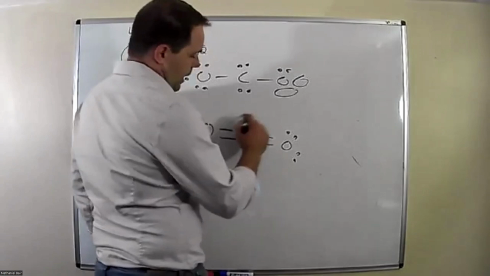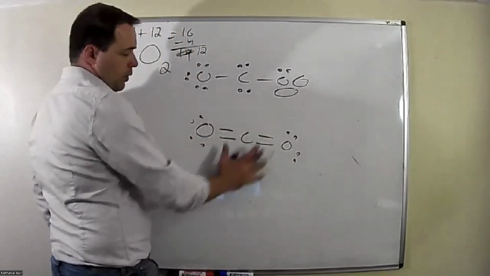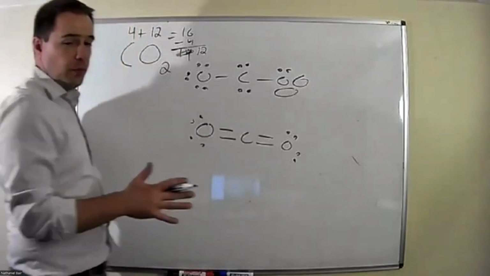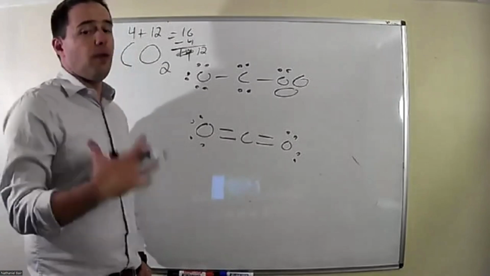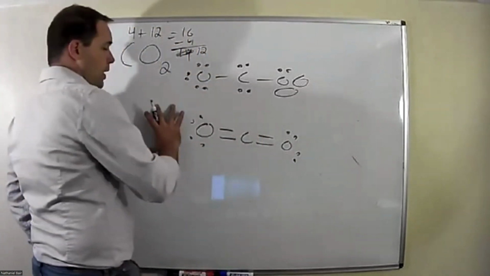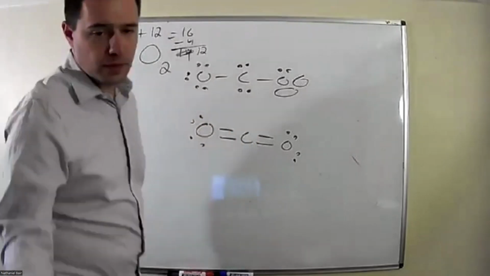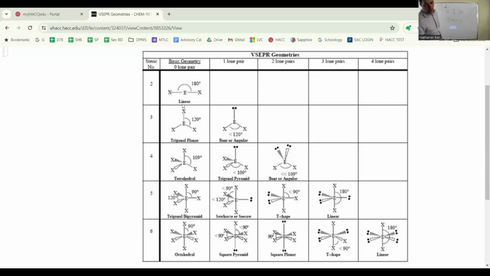We always look at the central atom, and we want to know how many bonding groups it has and how many lone pairs are on the central atom. Now, bonding group, it doesn't matter if it's single, double, or triple. That just counts as 1 bonding group. So this CO2 has 2 bonding groups, no lone pairs. This is a linear molecular geometry.